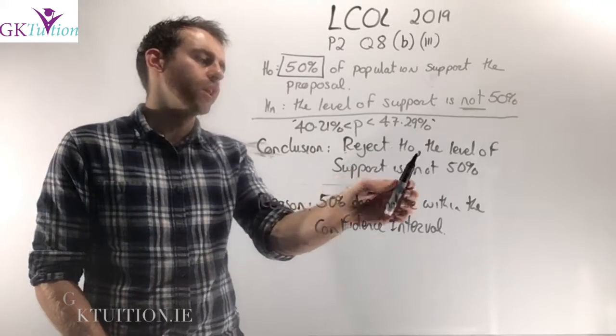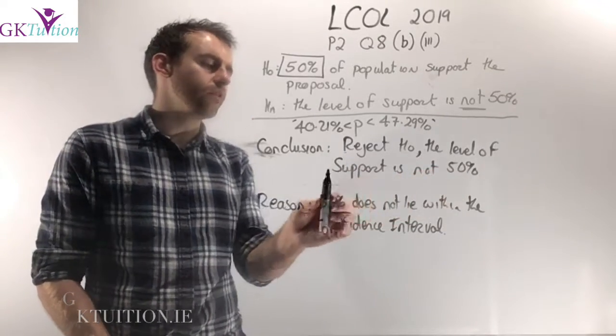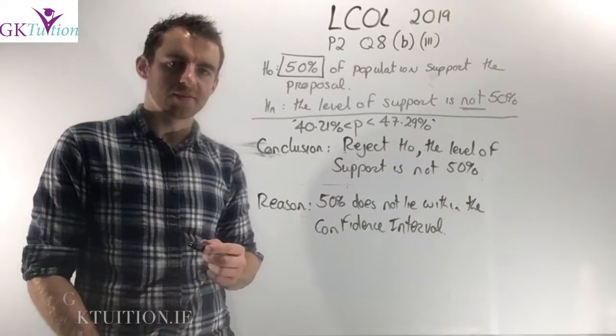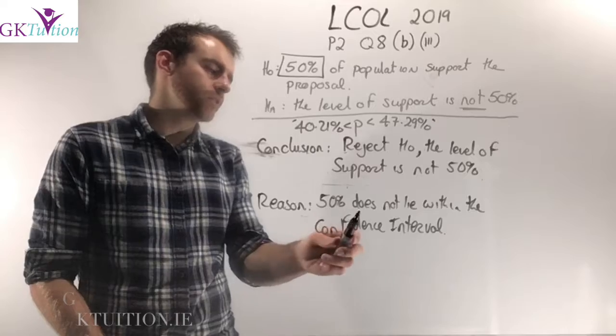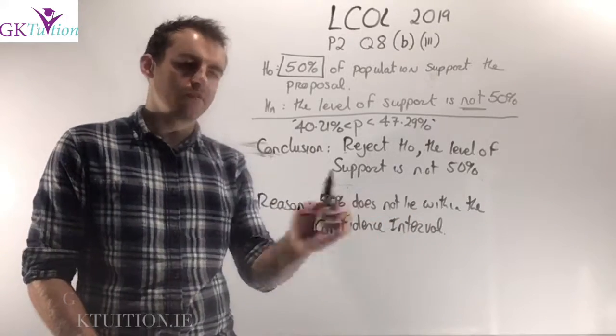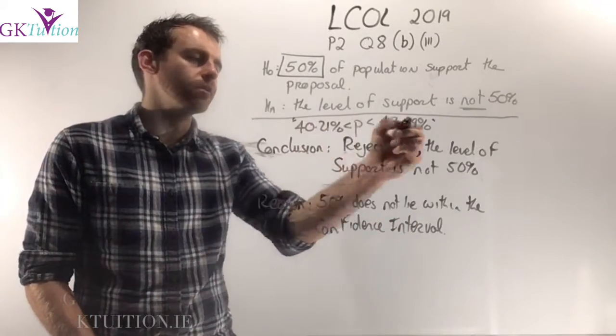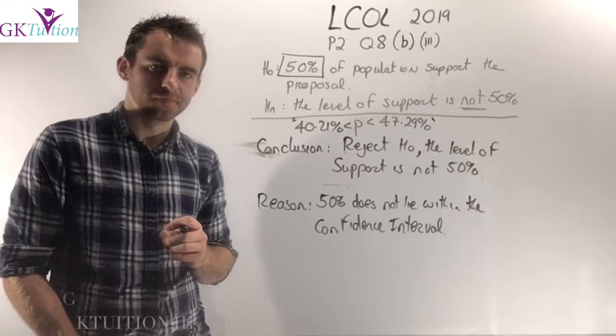If we reject the null hypothesis, we reiterate the alternative hypothesis. So we say that we're going to reject the null hypothesis. The level of support is not 50%. And the reason we're rejecting the null hypothesis is that 50% does not lie within the confidence interval. Clearly 50% does not lie within this confidence interval.